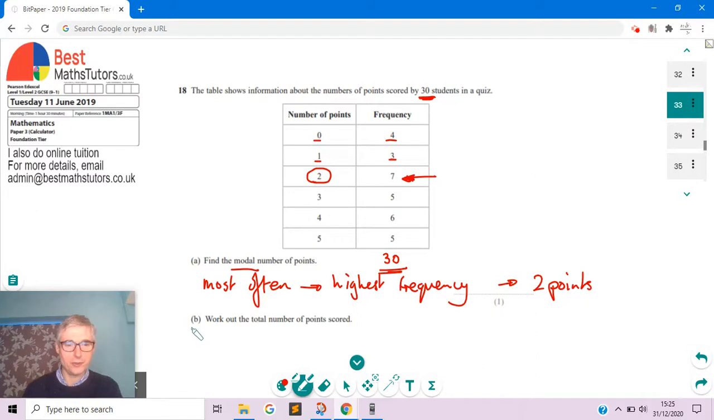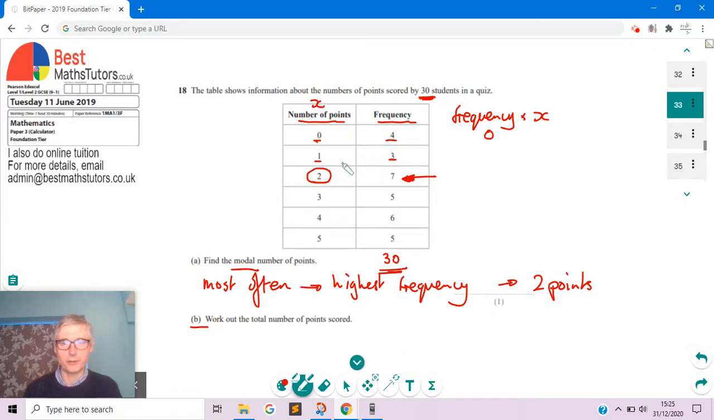So the next thing we've got to do is work out the total number of points scored. And so what we can do is add another column here, which is going to be the frequency, so the value in this column multiplied by the value in this column, which is the number of points. So if I call X the number of points scored, then I can label this column frequency times X. So what I would need to do is multiply the number in the frequency column by the number in the points column. So 4 times 0 gives me 0.